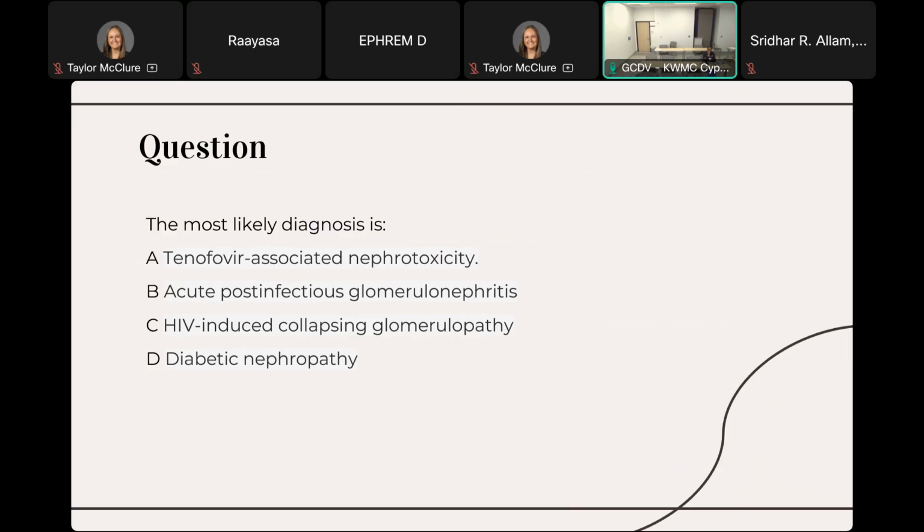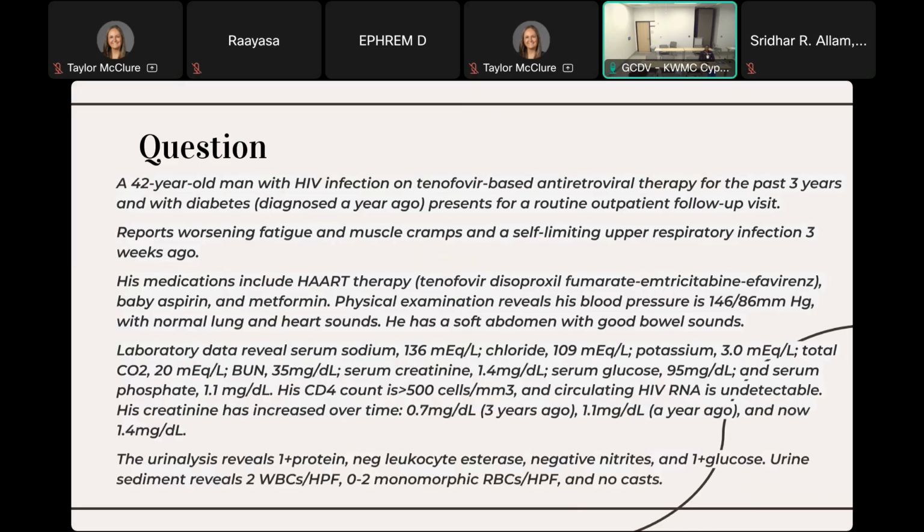Okay, come here. HIV-induced collapsing glomerulopathy. How does that present? Tenofovir-associated nephrotoxicity could be possible. Right. So how does HIV-associated collapsing GN present, by the way? It presents with nephrotic syndrome. This patient does not have nephrotic syndrome. He has only 1 plus protein in the urine, right?